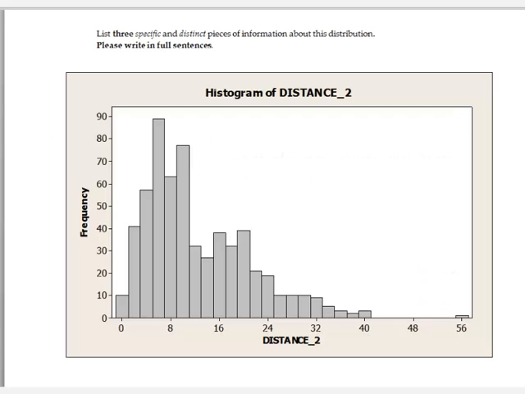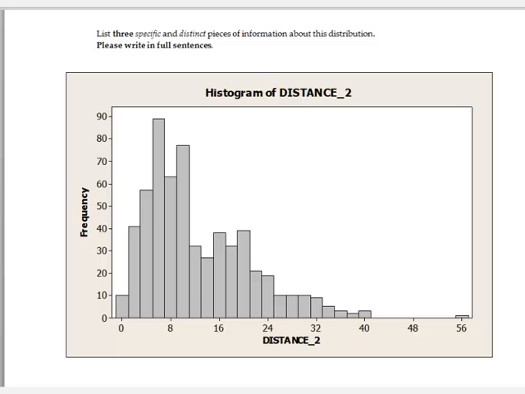In this video, we are given a histogram and we are asked to list 3 specific and distinct pieces of information about the distribution. If we look here on our x-axis, we see that the variable is distance. This corresponds to the question in the student survey data early fall 2009. What is the distance from your home to Cincinnati State? If we look on the y-axis, of course, this is the frequency or the number of students.